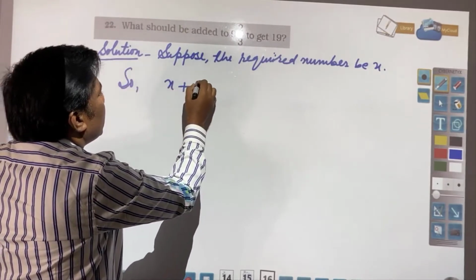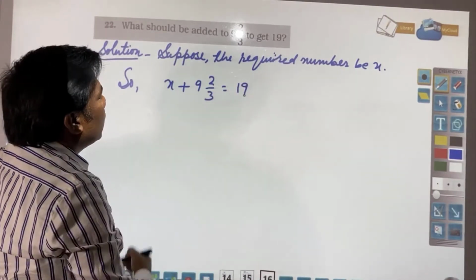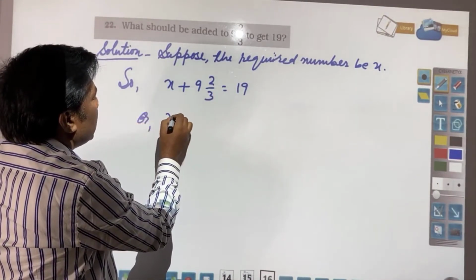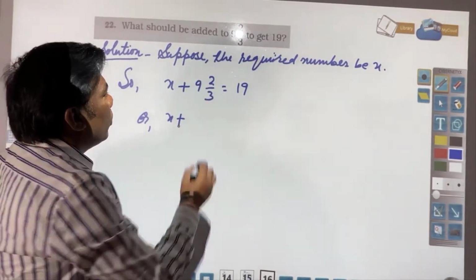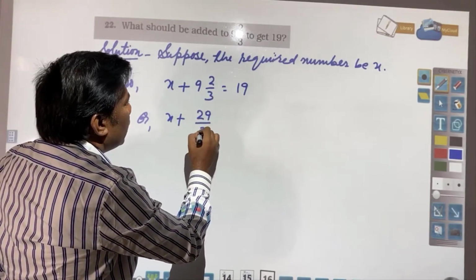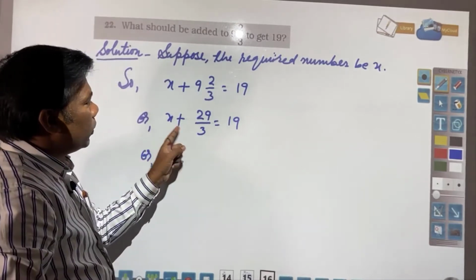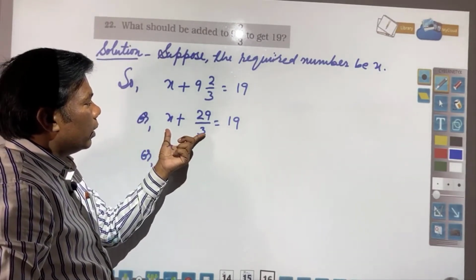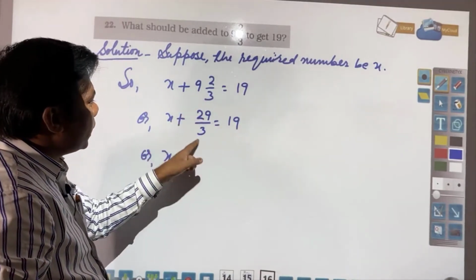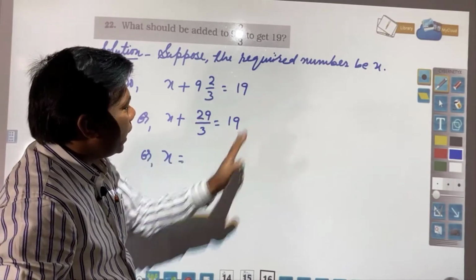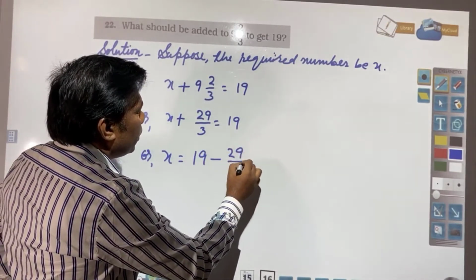So x plus 9 whole 2 by 3, and what you need to get? 19. Now we simplify this. x plus 9 3s are 27 plus 2, 29 by 3 is equal to 19. Or x will be equal to... here you see both are getting added. So if you change the sign, many times I have told you, if this is in plus, when you change the sign it will go to minus. That will be minus 29 by 3.